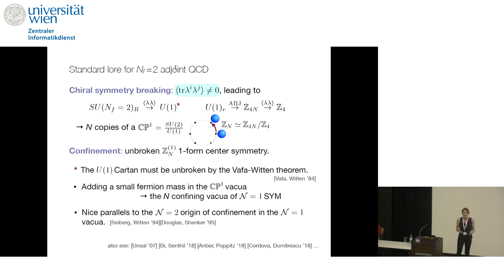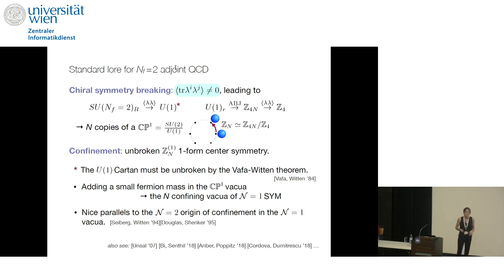So a few important comments are in order. Firstly, the Vafa-Witten theorem applies to N_F equals 2 adjoint QCD since the 2 Weyl fermions can combine into a Dirac fermion. And so this leads to some constraints on the dynamics. Firstly, that the U(1) Cartan of the SU(N_F equals 2) continuous chiral symmetry must remain unbroken in whatever phase is actually realized by this theory. And this is, of course, consistent with this conjectured CP1 phase.